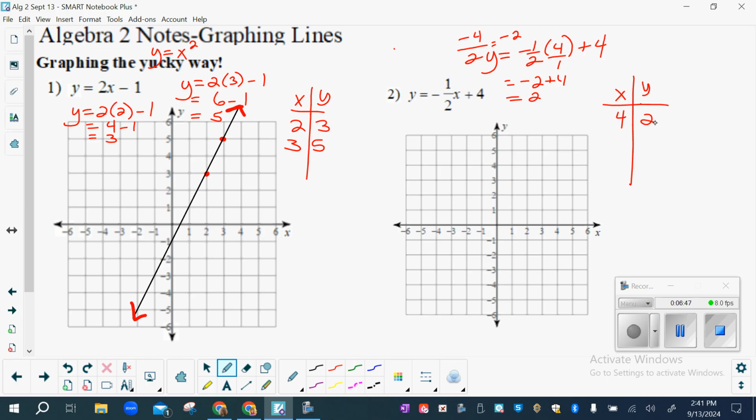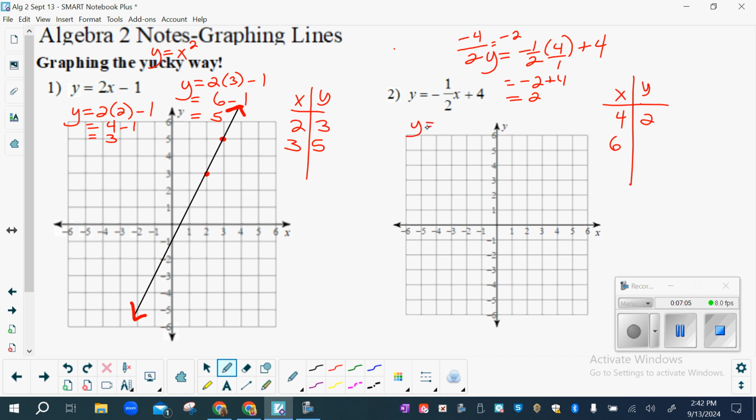So why would 1 not be a good number to choose? It's going to give us a fraction, and we don't want to have that fraction to graph. So what would be another good number to pick? 6. 8 or 6? Okay, so let's try 6.